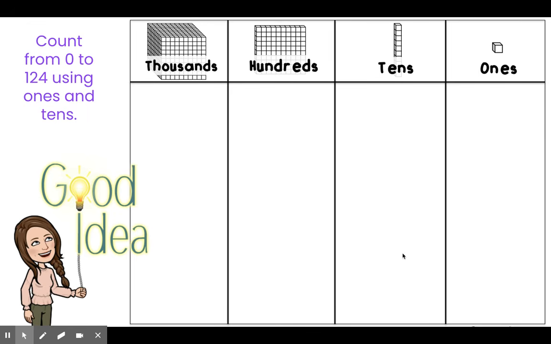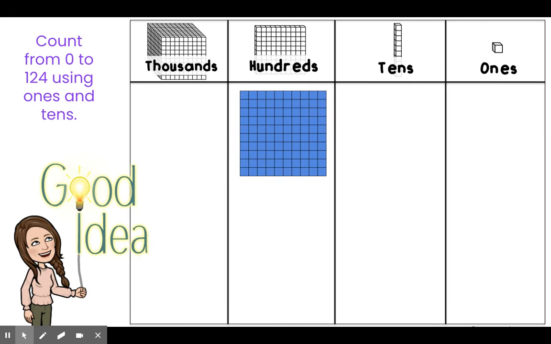Let's look here. I think I have a good idea. Counting from 0 to 124 using just ones and tens was a lot of work. What if we started with what we know? Let's look over here at the number 124. How many groups of 100 do we have? Right, one group of 100. There it is. How many groups of 10? 2. 1, 2. 2 groups of 10.